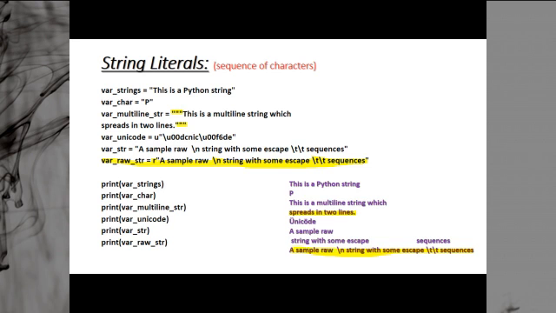It prints as it is without any processing. But if the same string is printed as a normal string, and I print this normal string, then you can see a sample raw and then \n. What does it mean? Change the line. The line has been changed. String with some escape, and then \t\t, a gap between escape and sequence.